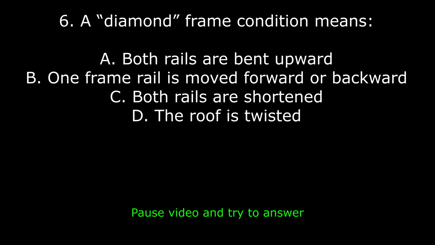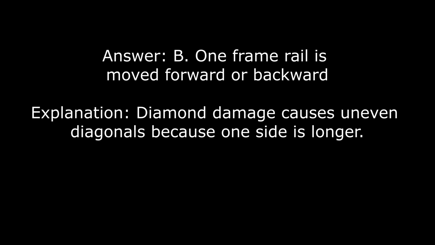6. A diamond frame condition means A. Both rails are bent upward. B. One frame rail is moved forward or backward. C. Both rails are shortened. Or D. The roof is twisted. Answer: B. One frame rail is moved forward or backward. Explanation: diamond damage causes uneven diagonals because one side is longer.